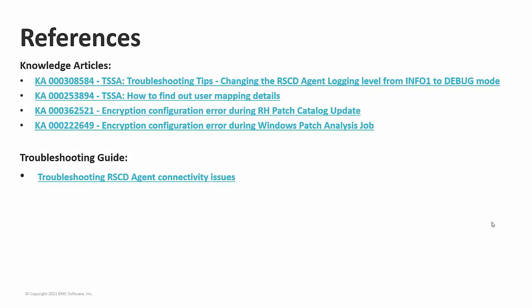In the references, we have some additional knowledge articles which we can refer to when we encounter any agent connectivity issues. Apart from that, we have a troubleshooting guide, which talks in detail about the end-to-end communication workflow, and also talks about the common error messages and some references on how to troubleshoot and fix those issues.